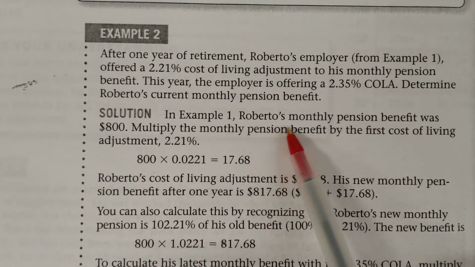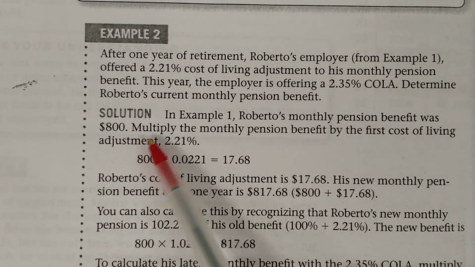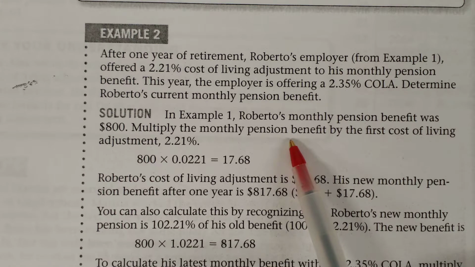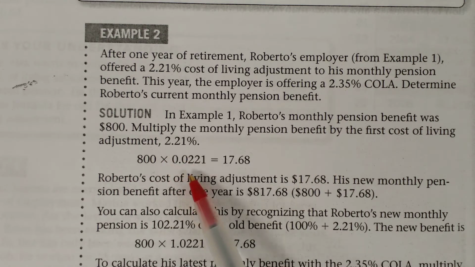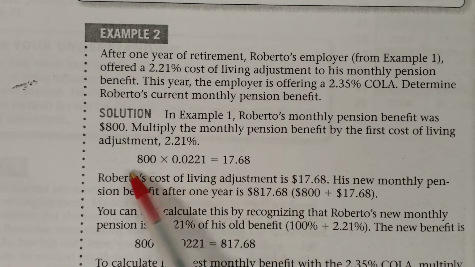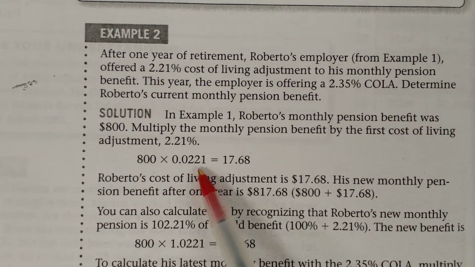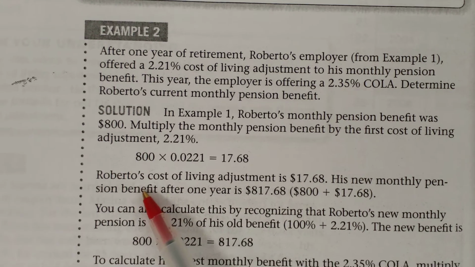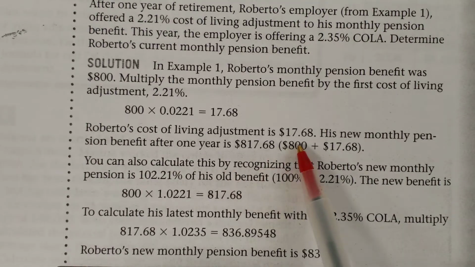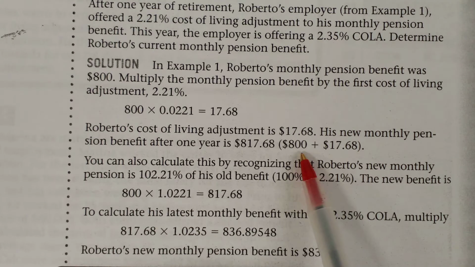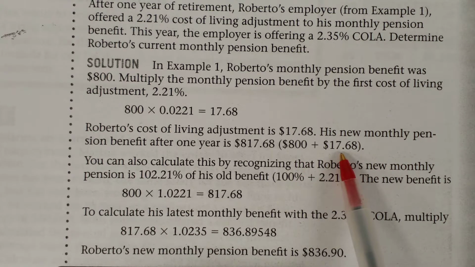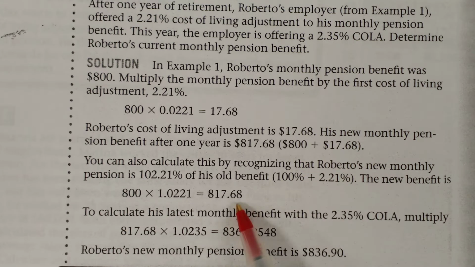In example one, Roberto's monthly pension benefit was $800. Multiply the monthly pension benefit by the first cost of living adjustment, which is 2.21%. So as a decimal, 800 times 0.0221 would be 17.68. So Roberto's cost of living adjustment is $17.68. So his new monthly benefit is going to be the 800 he was getting plus the 17.68 he now gets for the cost of living adjustment. So now his new payment is $817.68.